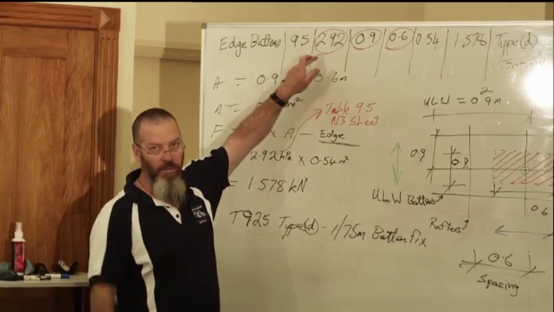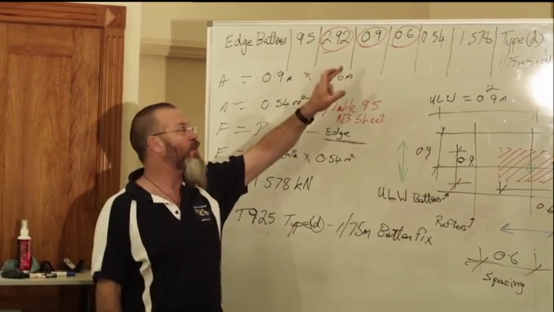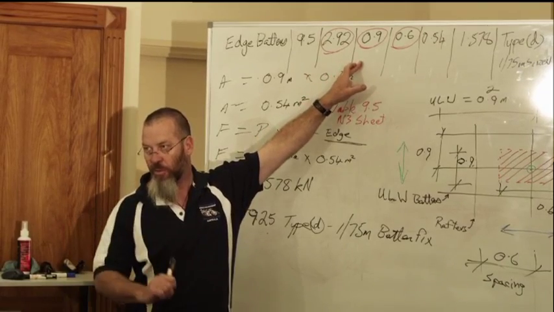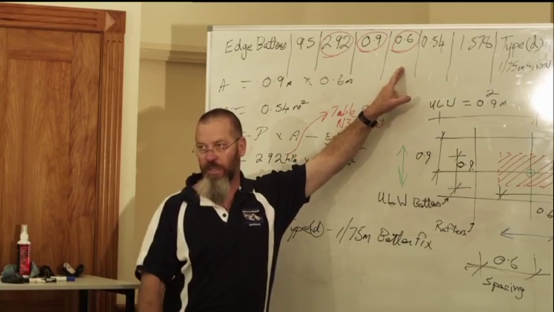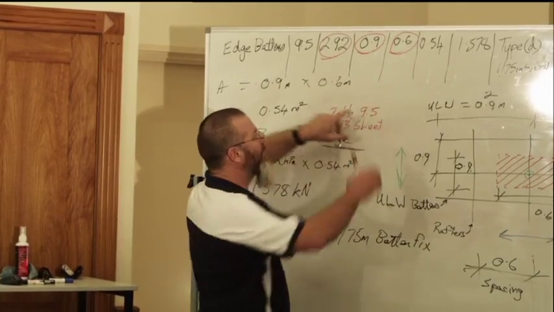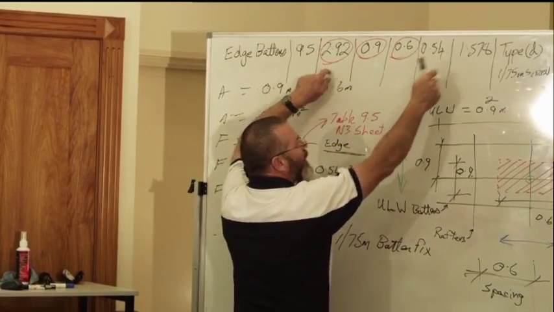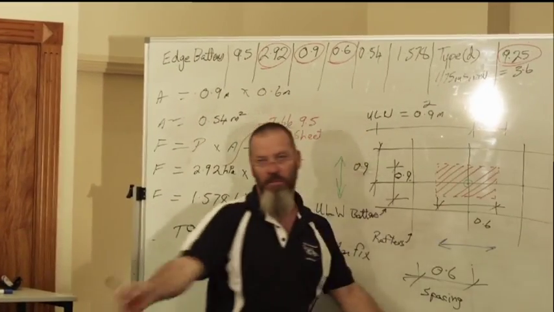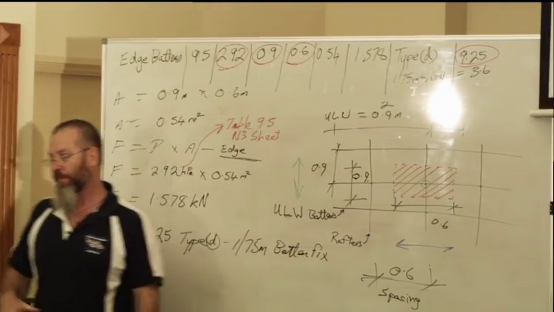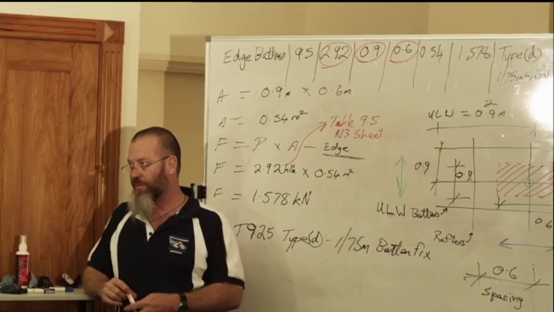If you can work out that, it tells me you know how to read table 9.5. If you've got this number right, that tells me you understand ULW. If you've got this number right, that tells me you understand spacing. That tells me you understand to multiply those two together to come up with that. Multiply that by that, you come up with that. And then if you went to table 9.5, that's good enough for me. So that's how you pull it together. That's the process you have to go through.